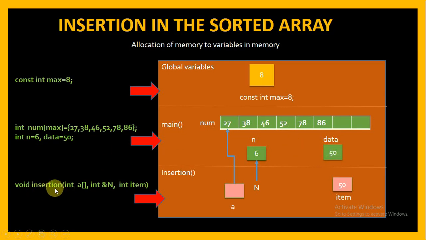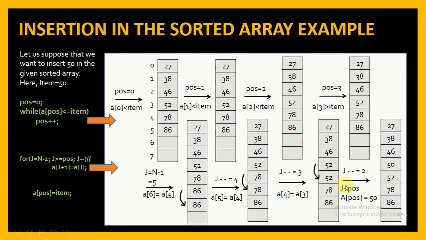And if you look at the insertion function, a is the name of the array and it will share the same memory space as num, and capital N is passed by reference, so N and n will share the same memory space, and the value of data will be copied to item. This is passed by value, so new memory is allocated to item and data will be copied to item. So let us see in the memory diagram how the operations are taking place.